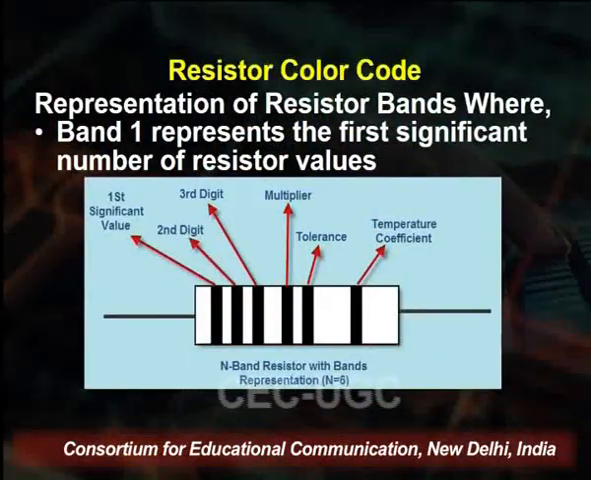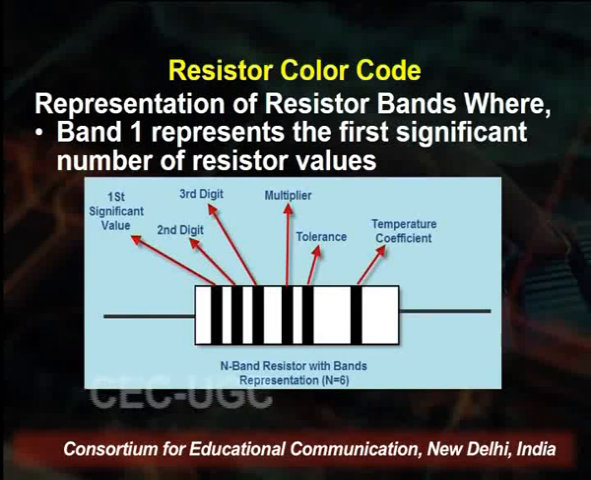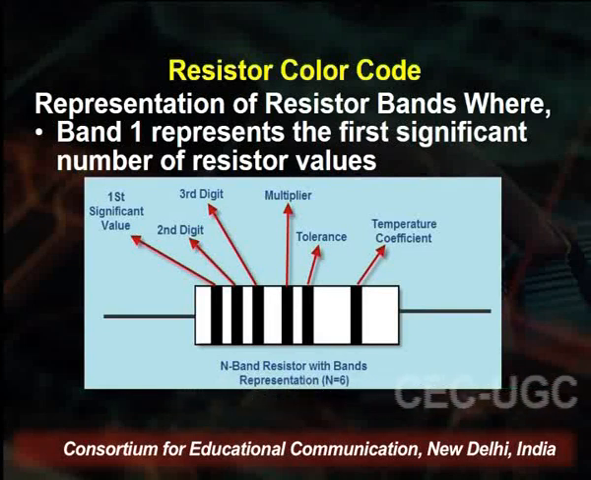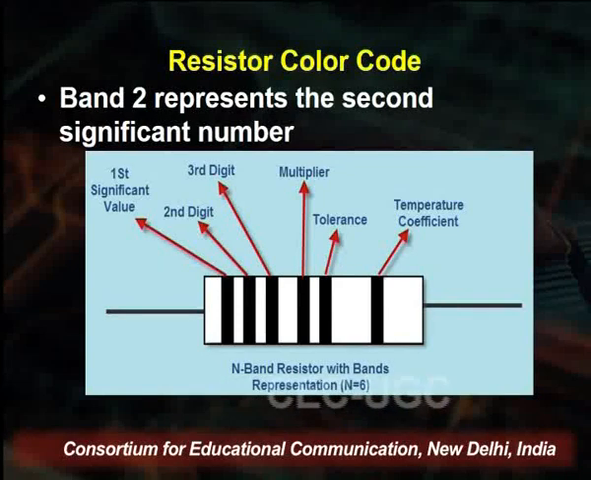Now, here you see in the diagram the resistor color code. It is a representation of the resistor bands, where band 1, on the left hand side of the diagram, represents the first significant number of the resistor value. This is a resistor which has a color code on it, and we will read this color code by these points. Band 1 represents the first significant digit, and band 2 represents the second significant digit.